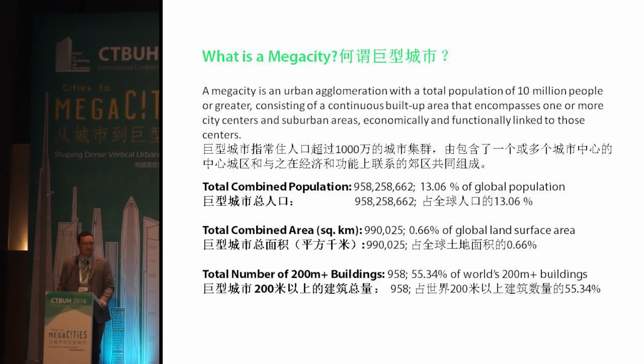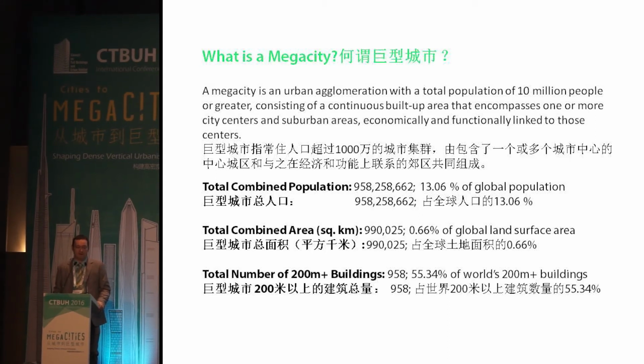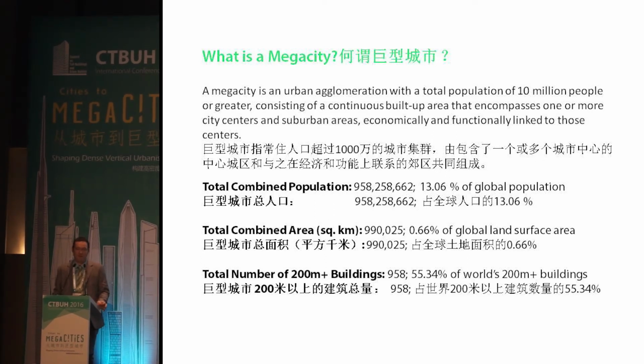what is a megacity? We define it as an urban agglomeration with a total population of 10 million people or greater, consisting of a continuous built-up area that encompasses one or more city centers and suburban areas economically and functionally linked to those centers. Now that's kind of a mouthful, so I'll take you through a couple of examples to show why we've arrived at this decision and how comprehensive the definition actually is. But I'll give you a few figures first.